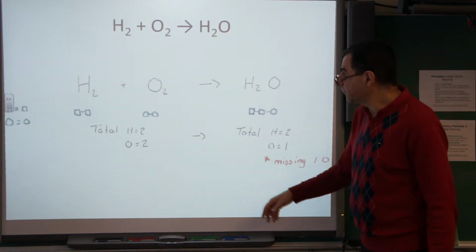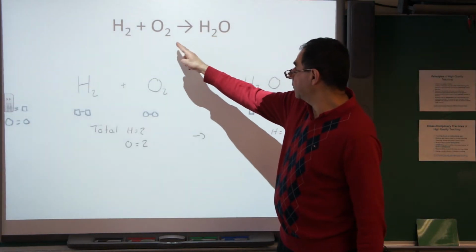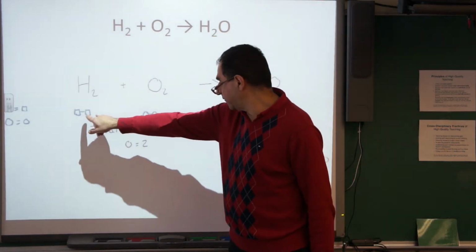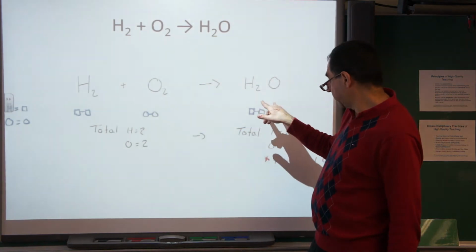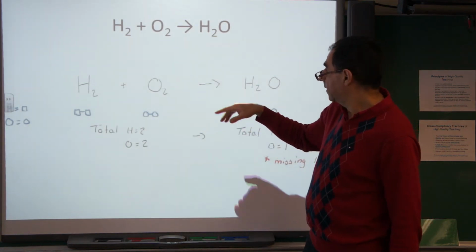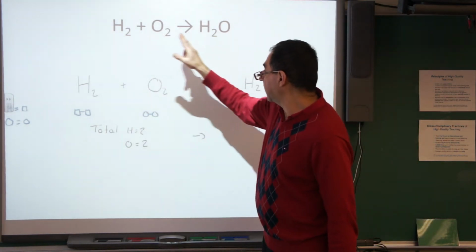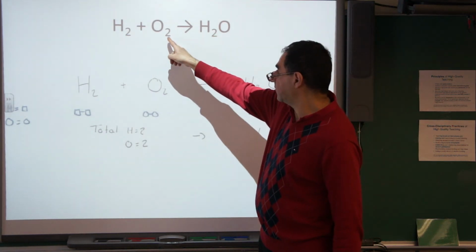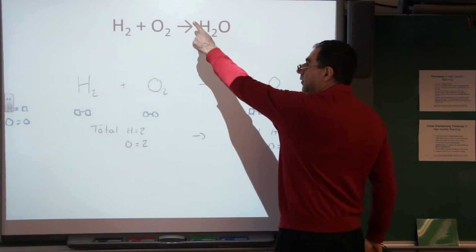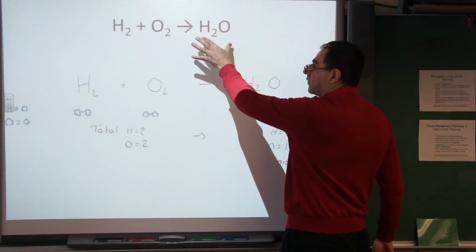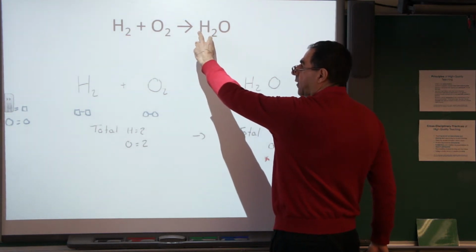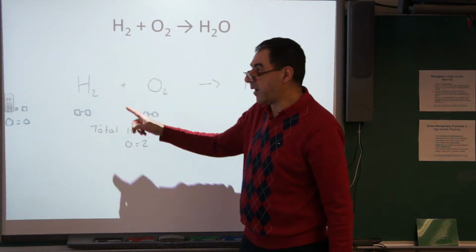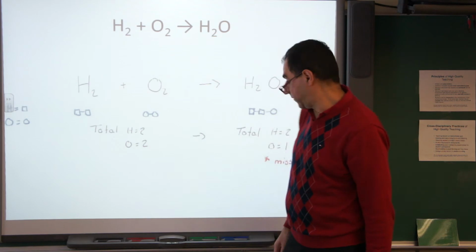Another reaction, H2 plus O2 forms H2O. In my particle model, I have H2O2, and this is a molecule of water. So I have 2 H's on the left, 2 H's on the right. In this situation, now I have 2 oxygens and 1. I would put a 2 in front of this, which would balance out the oxygens, but now I have 4 hydrogens and 2. So to balance it again, I would have to put a 2 in front of this hydrogen.